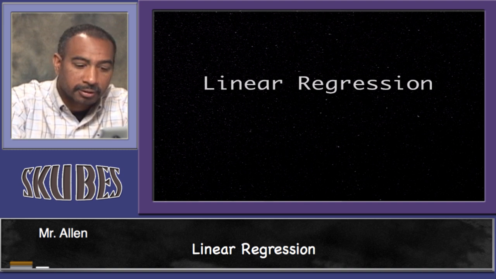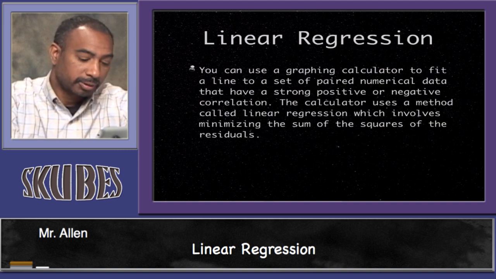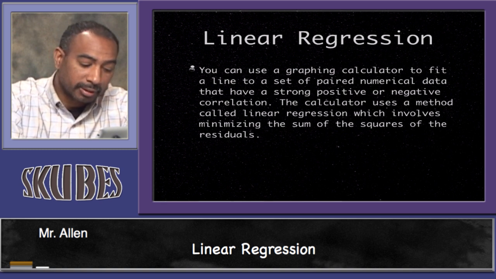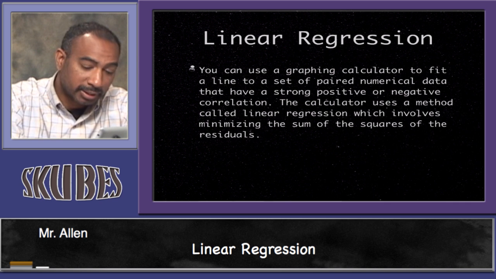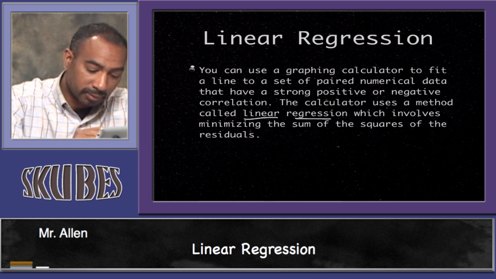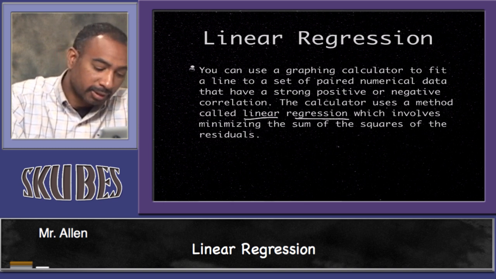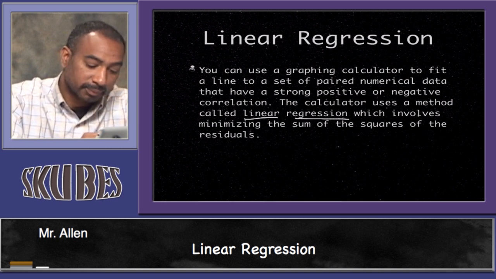Our today's lesson is on linear regression. You can use a graphing calculator to fit a line to a set of paired numerical data that have a strong positive or negative correlation. The calculator uses a method called linear regression, which involves minimizing the sum of squares of the residuals.